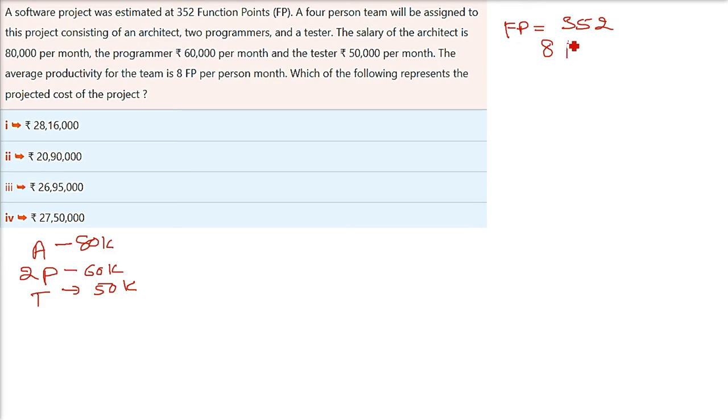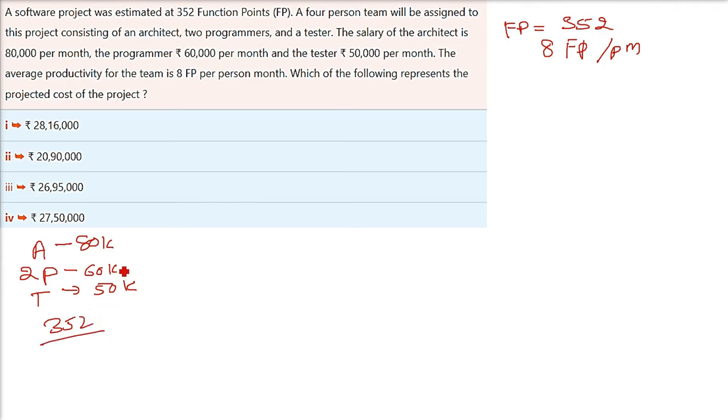So 8 FP per person month. 352 FP is already there. So by the unit method also you can do it. Which of the following represents the projected cost? So in order to get the cost, let us see. I've already told you about function points and we discussed that in detail. So 352 is there and the unit is function point.